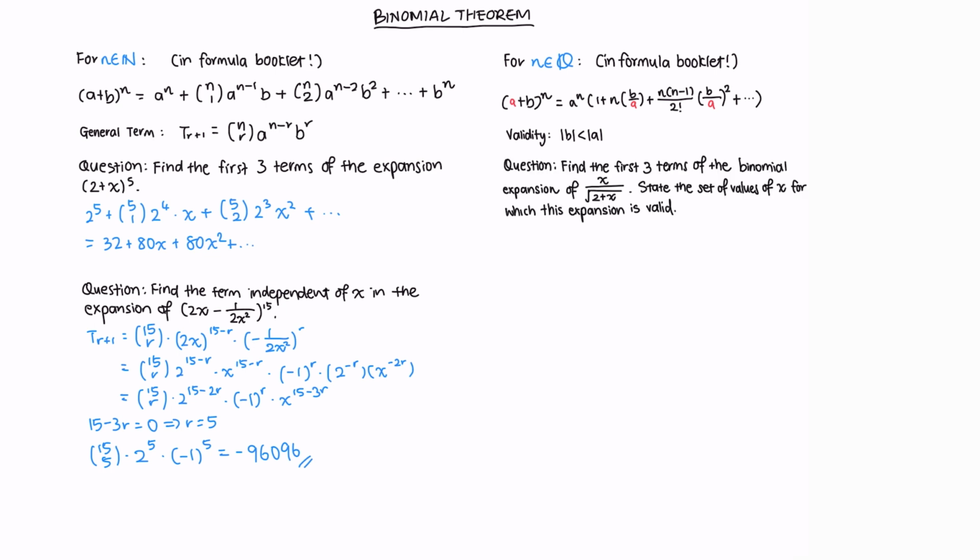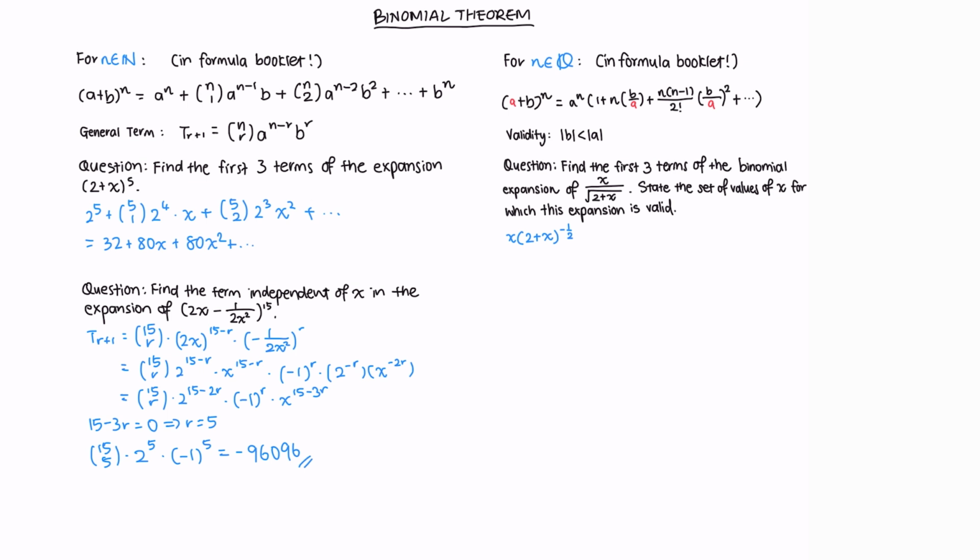Find the first three terms of the binomial expansion of x over square root of (2 + x), and then state the set of values of x for which this expansion is valid. Alright, so it may not be immediately clear how we're going to use the binomial theorem. So let's simplify this. We actually get x times (2 + x) to the power of -1/2. Can you see that? So how are we going to expand this?